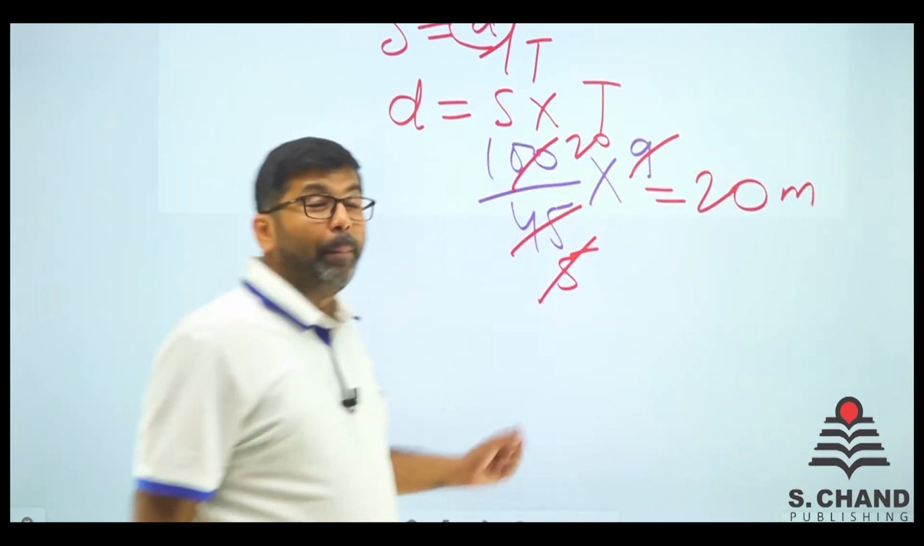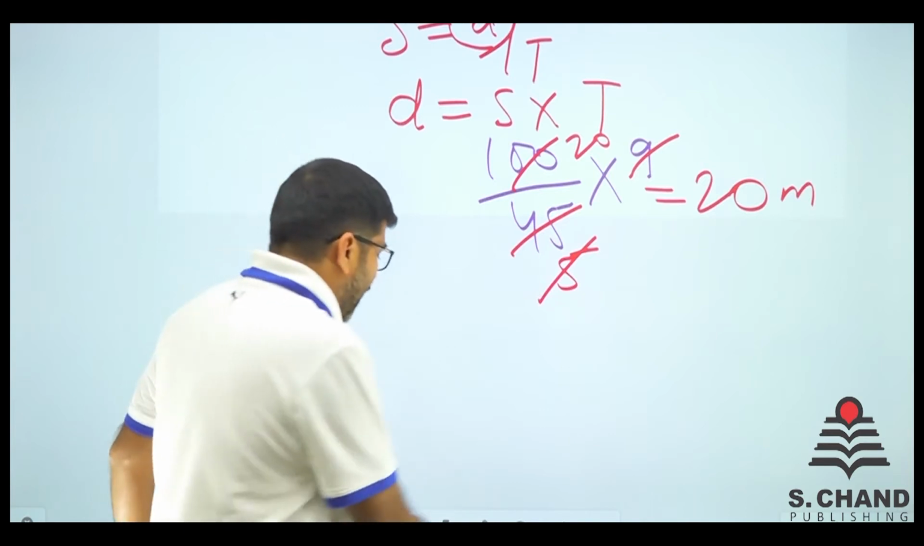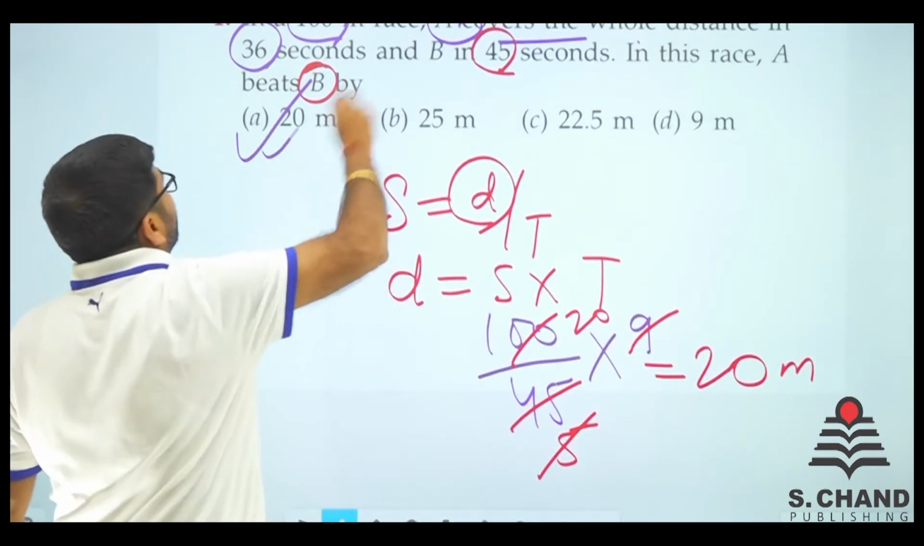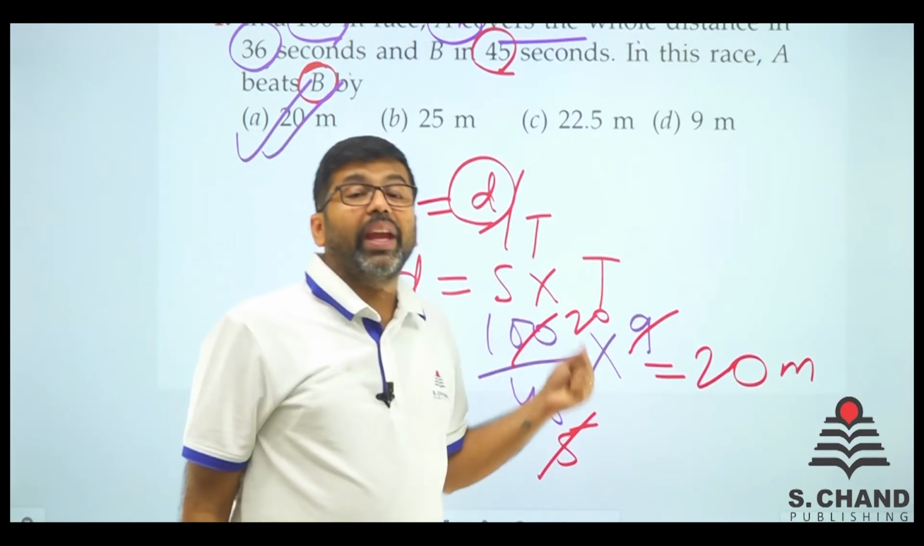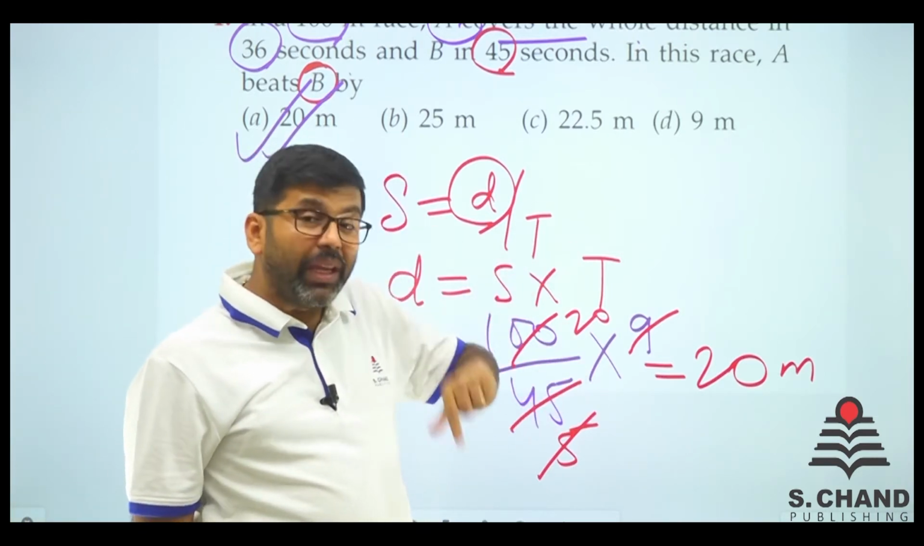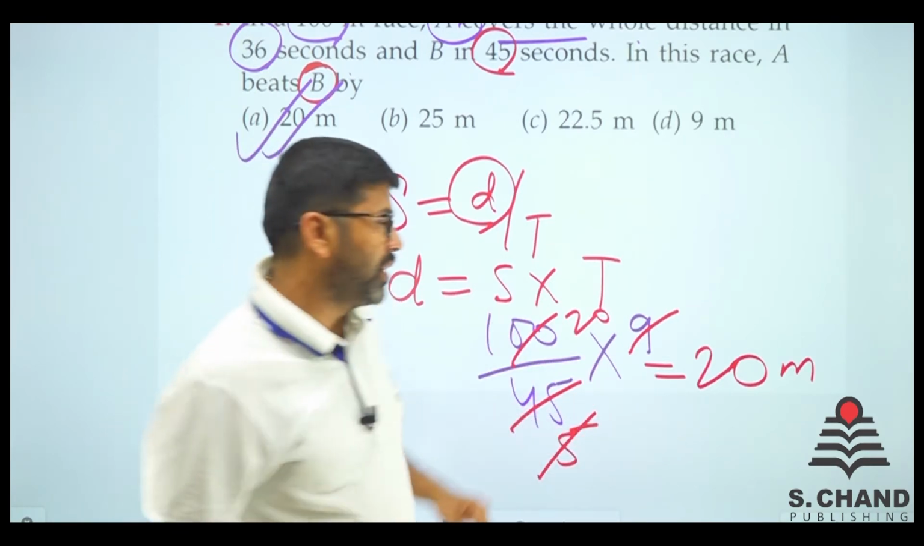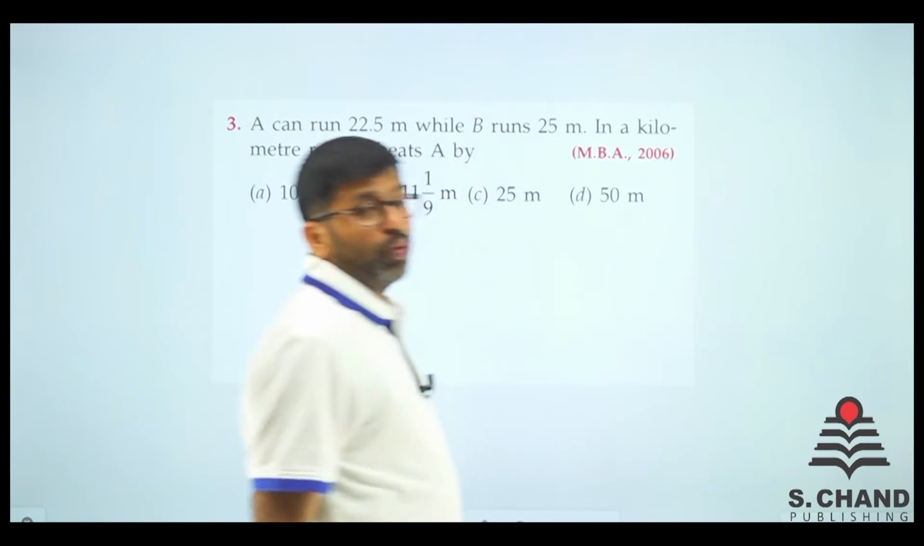So A beat B by 20 meter. That is for sure, you can say. So is there any option like 20 meter? Yes, it is. So when you say A beat B by 9 seconds, A beat B by 20 meter. Okay, let's move on to the next question.